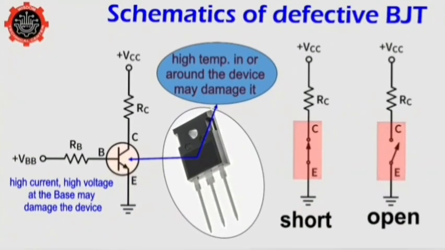So, transistor failure can be caused by high temperature, high current, or high voltage. If it gets too hot, it's going to fail. If you put too much current through it or through the device, it will fail. Too much voltage can damage it. Its failure can also be caused by extreme mechanical stress, where it can break or crack.